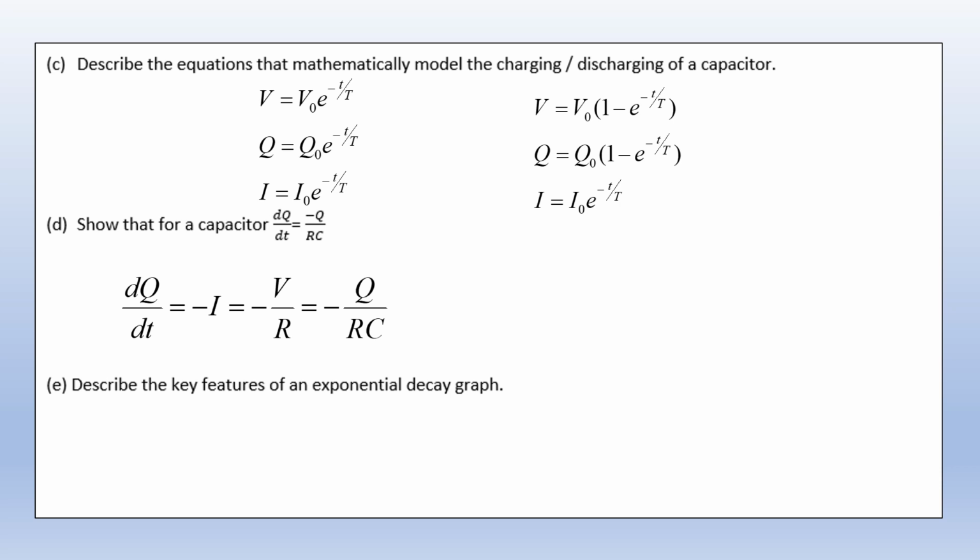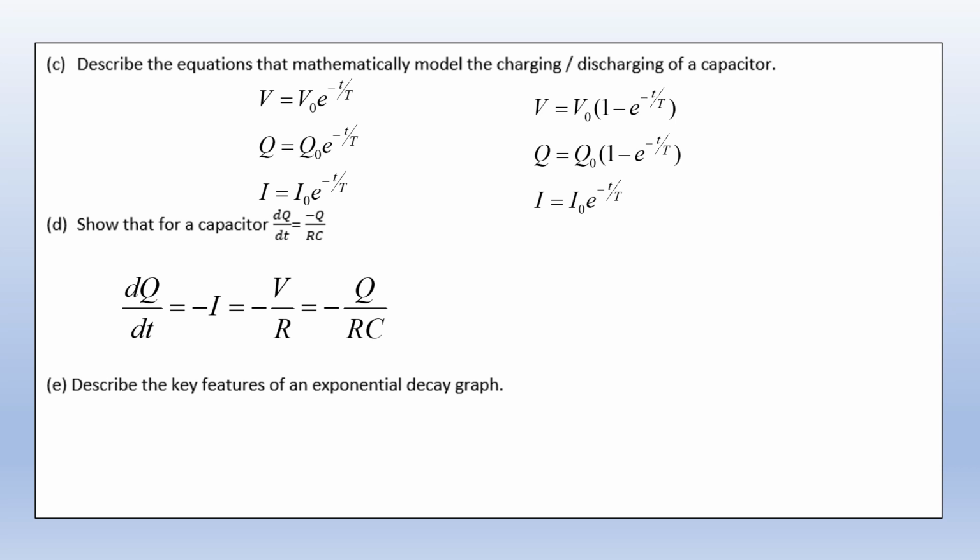So first of all, you should know that dQ/dt is going to be equal to the current in the circuit. And it's actually going to be minus the current because it's discharging, going in the opposite direction. And if we use Ohm's law, we can substitute in V over R for that value. And using Q equals CV, we can substitute that in for V, and we end up with dQ/dt equal to minus Q over RC. Okay, so like I said, these characteristics describe an exponential graph.